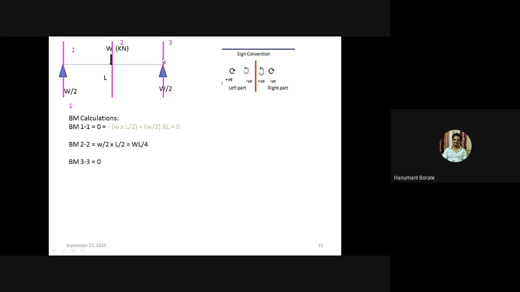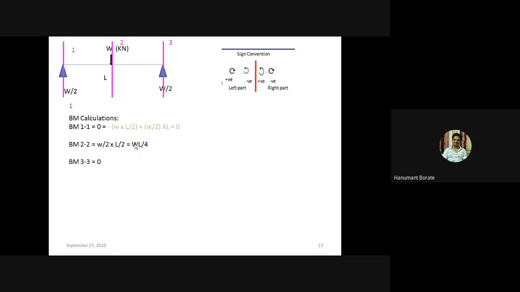And now we'll move to section 3-3. If we take section 3-3 at the end point and divide the beam, the whole beam portion goes to the left side. At the right part, there is no beam portion. So we can say directly bending moment at section 3-3 equals 0. If we do the calculation for the left part, then also we'll get bending moment 0, right? So this is related to the bending moment.